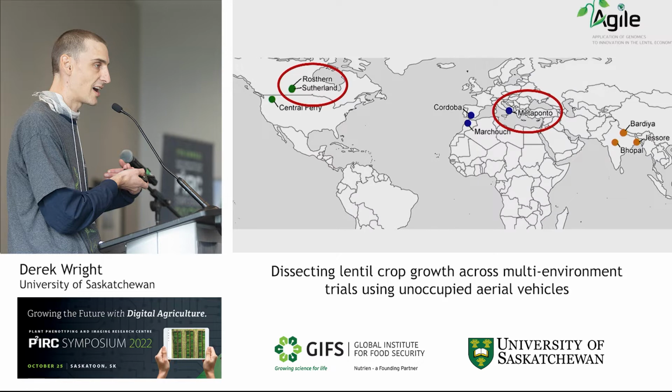As part of another research project, we had grown this big population in 9 locations across the 3 major macro environments for lentils, and in 2 of these macro environments we were able to have drones fly over our field trials to collect data for us. One of them was in Metaponto, Italy, and then the other one was right here in Saskatchewan, where we had 2 locations in Rosthern, Saskatchewan and Sutherland, Saskatchewan.